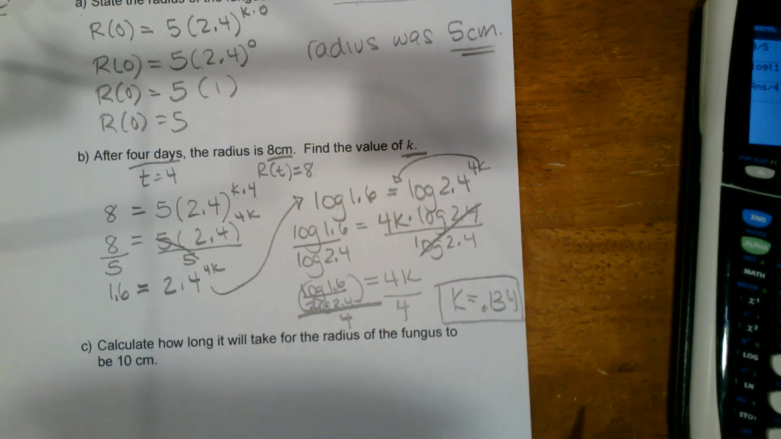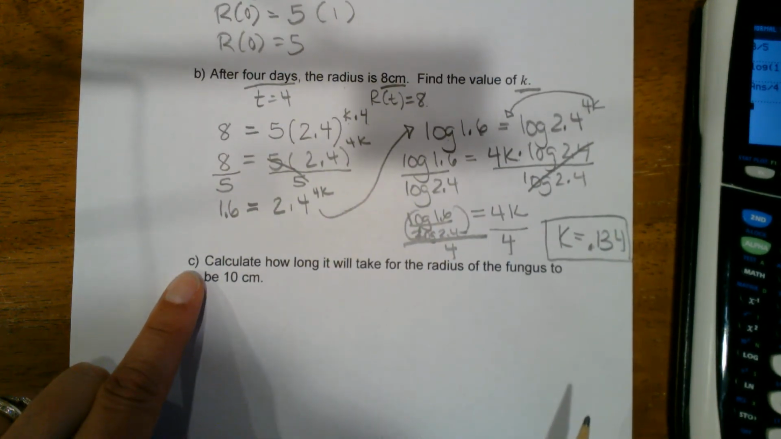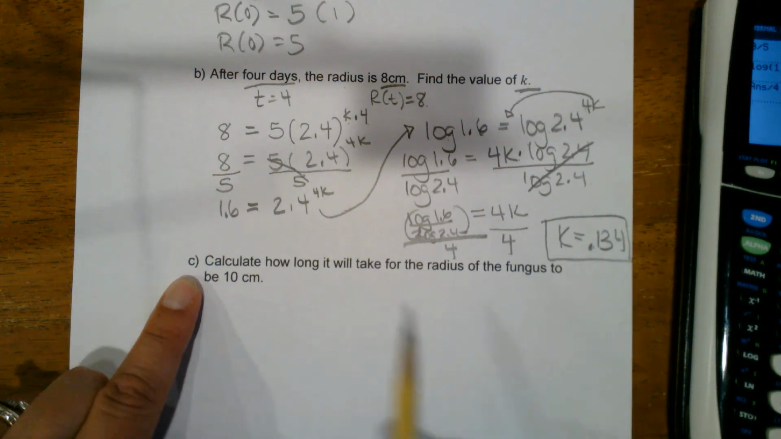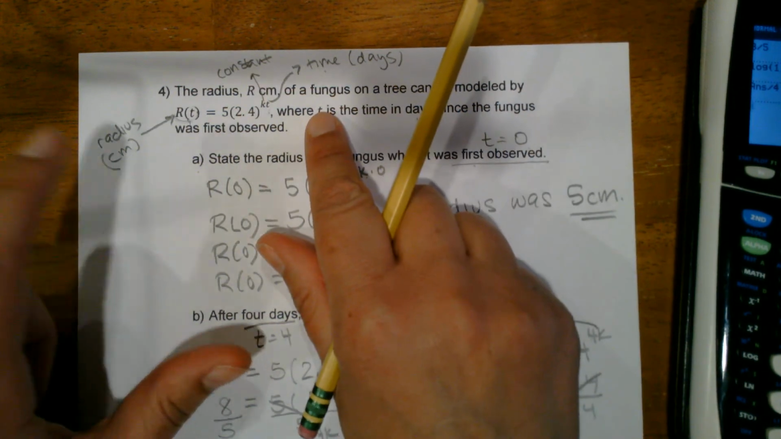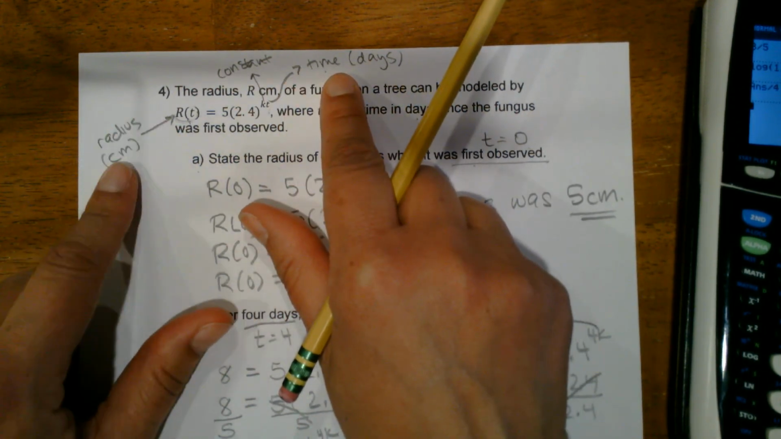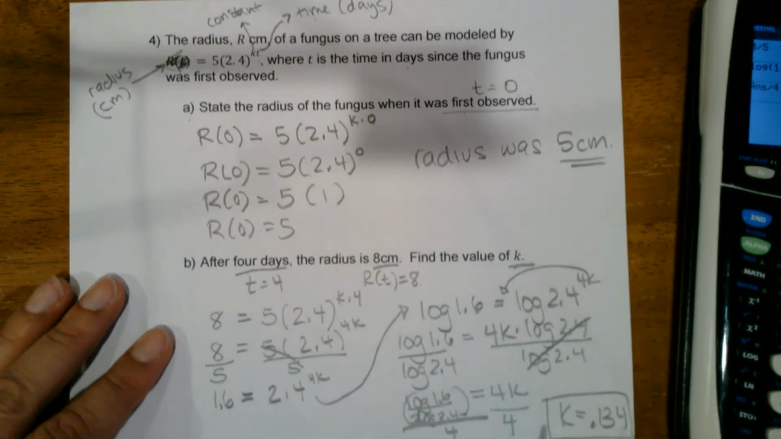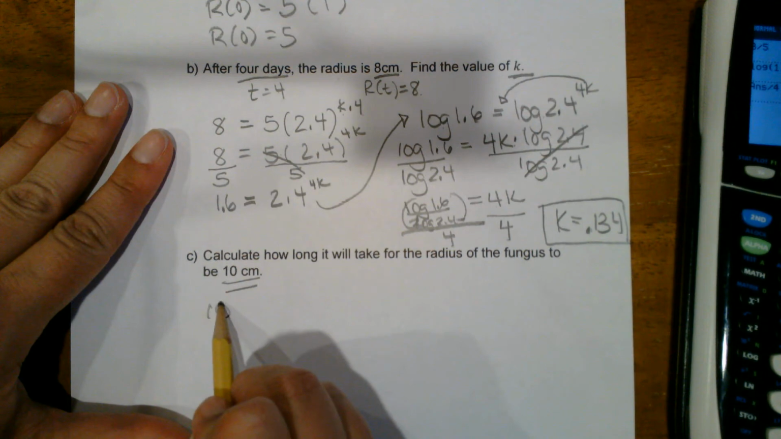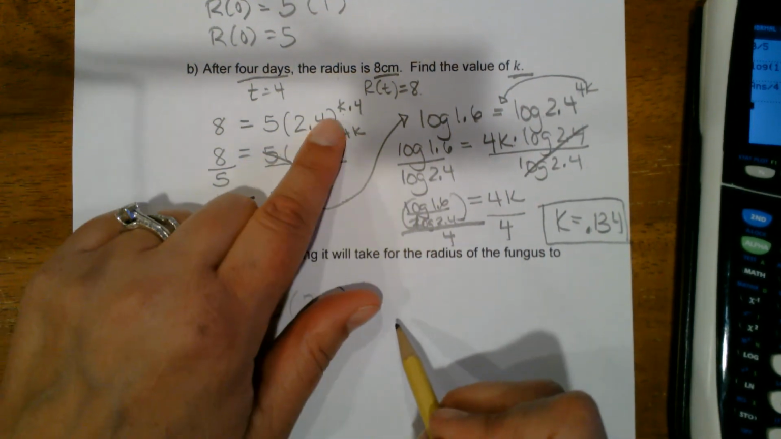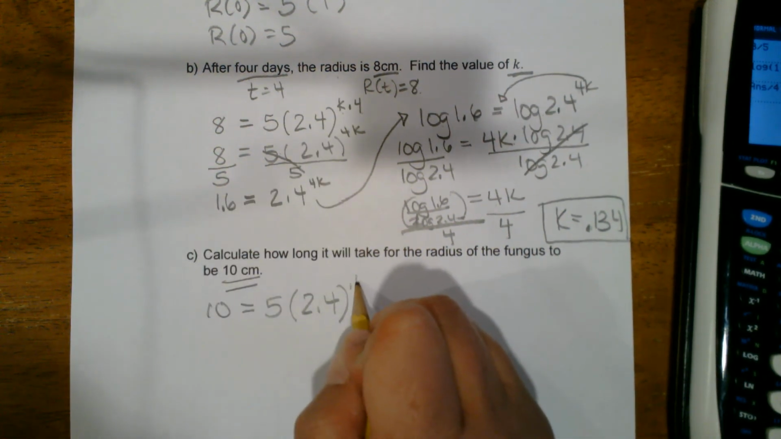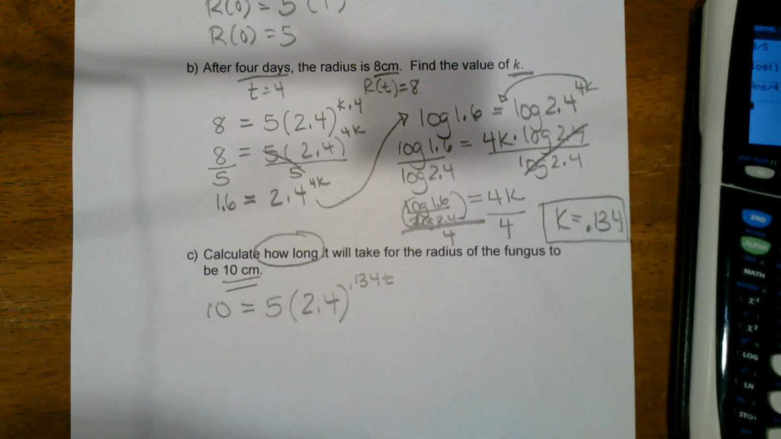I bet they're going to have us substitute something in again. Let's see what they want. Calculate how long it will take for the radius of the fungus to be 10 centimeters. Centimeters, is that the R of T or is that the T? Centimeters is the R of T. So I'm going to take this whole thing out, and what am I going to put in, everybody? You're right, I'm going to put in 10. So 10 equals 5 times 2.4 to the 0.134 times t, but we don't know the time. That's what we want to find.